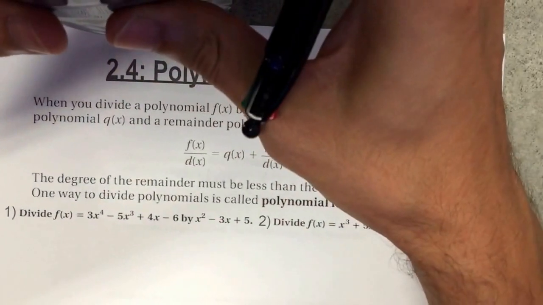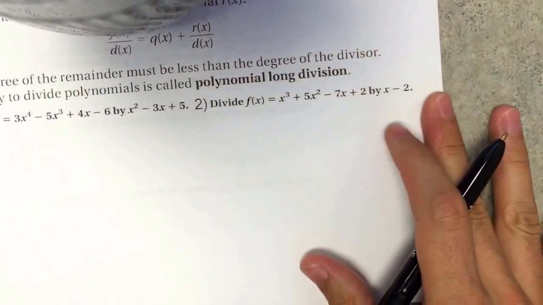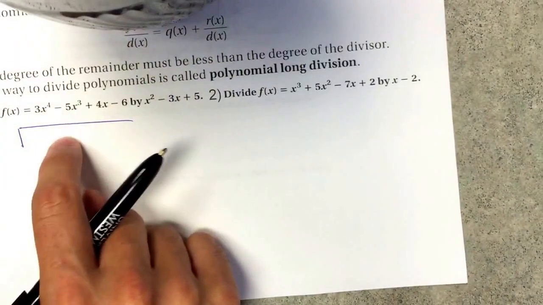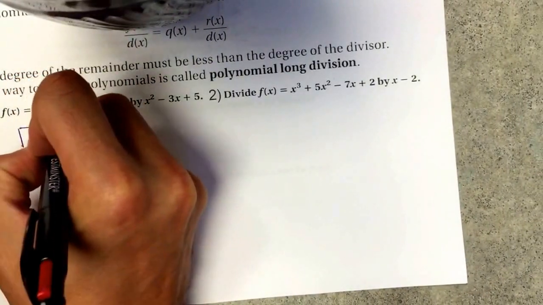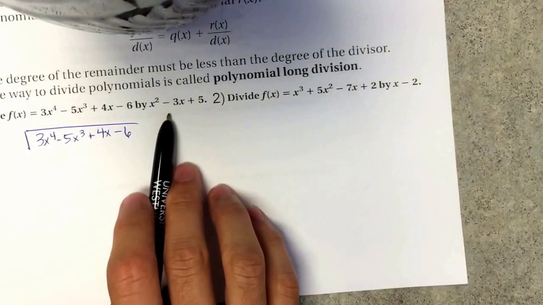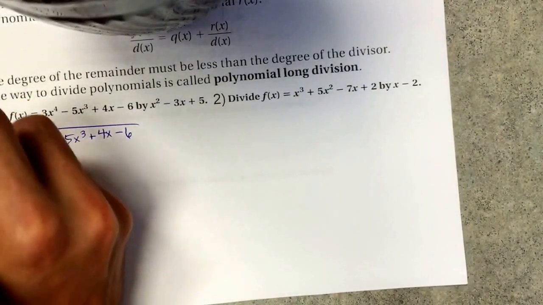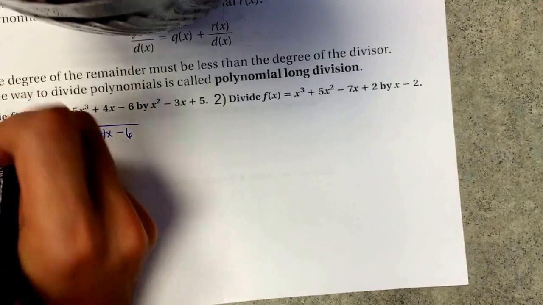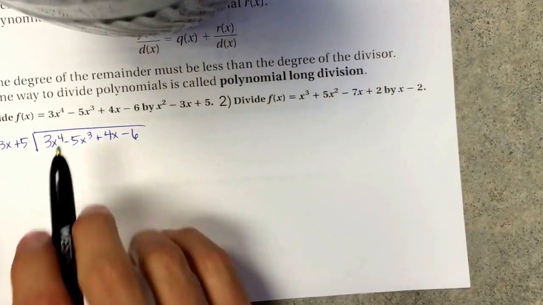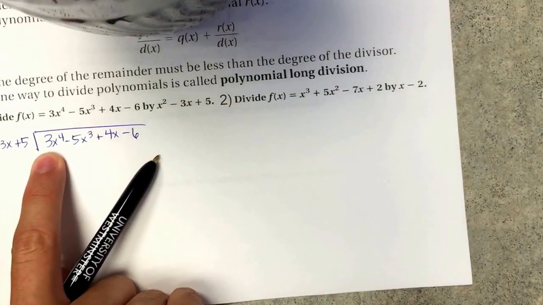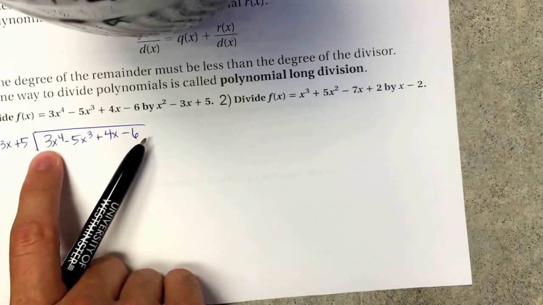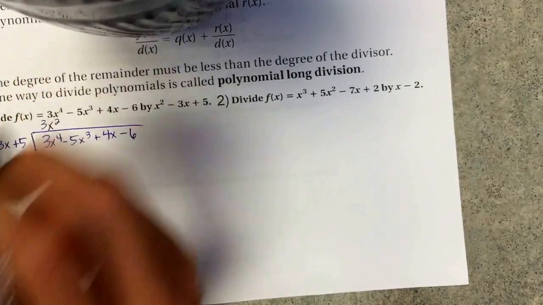So the first thing we're going to do is set up the problem exactly the same way. So we're going to first put the polynomial in the house. So 3x to the fourth, 5x cubed, plus 4x minus 6. And we're dividing by this, x squared minus 3x plus 5. So we're going to do it step by step. First thing you're going to ask yourself, x squared goes into 3x to the fourth how many times? So in other words, what times x squared gives you 3x to the fourth? The answer to that is 3x squared.